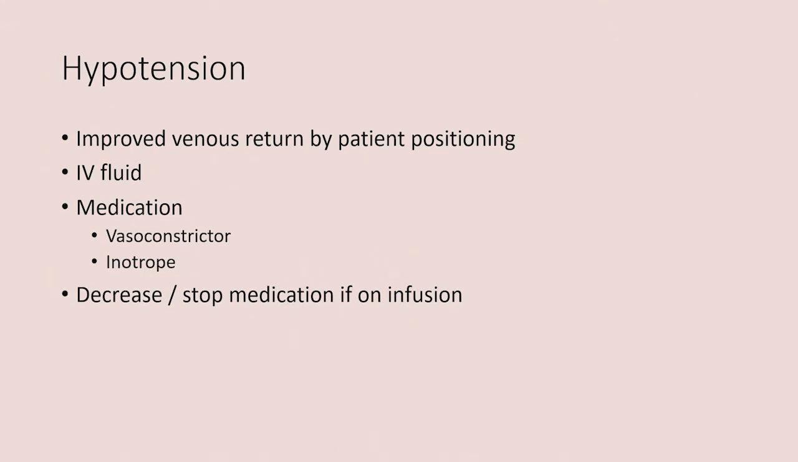So how do we treat hypotension? We can position the patient to improve the venous return. We can give the patient some intravenous fluid or fluid boluses. In patients with quite refractory hypotension, we may need to consider inotropes or vasoconstrictor therapy. And if the patient is on medication that will cause hypotension, then we can consider decreasing or stopping the medication.